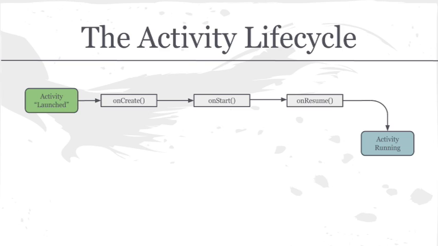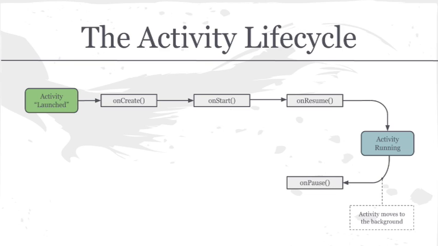This is usually the time at which the activity is actually active and the user's participating in the experience that that activity is providing. So an activity will just keep running until some outside force makes it change. And when that happens, the first callback we reach is onPause. This occurs when the activity moves into the background. Now what can happen from here, well, there's really two things.